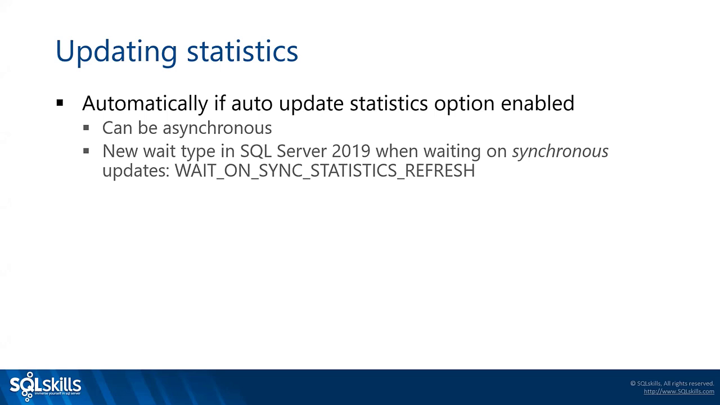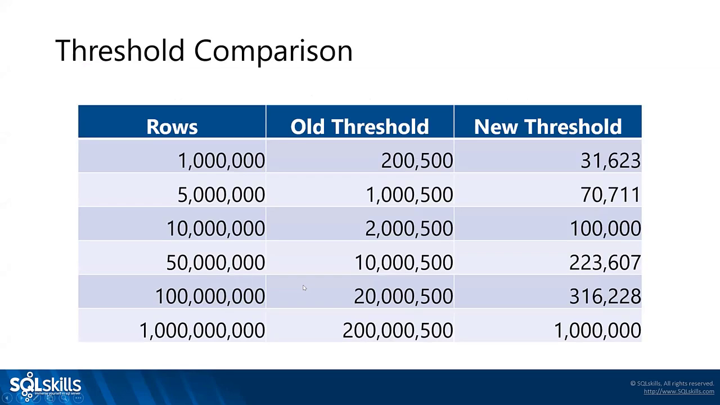If that's a problem, if updating stats right away means that queries are being held up, in 2019 you'll see a new wait type on that, wait on sync stats refresh. So this is something to look for if you think that auto updates are occurring a lot in your environment and it's causing problems.